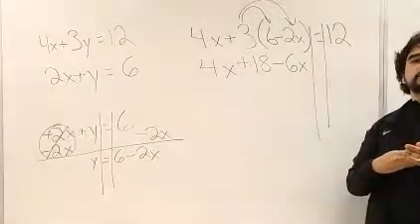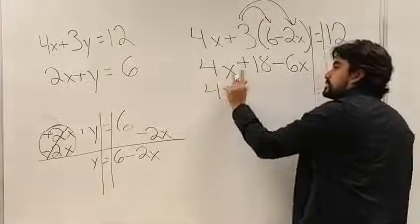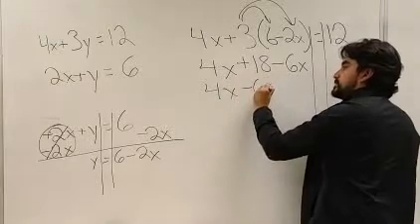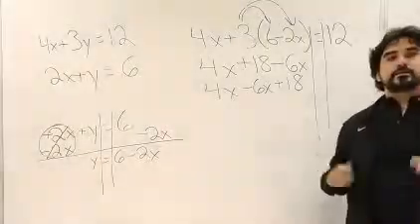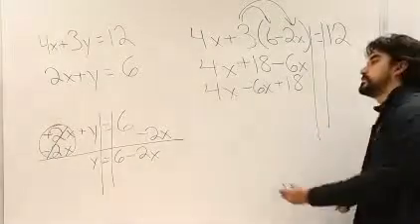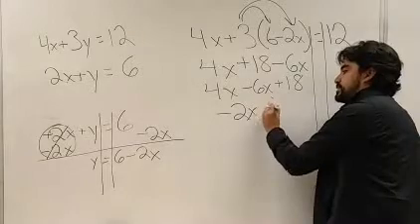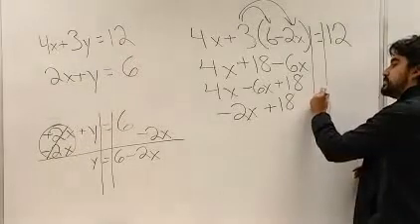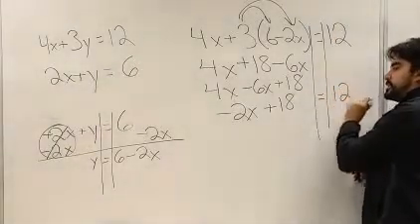I'm going to get my like terms next to each other. So I have a 4x and a negative 6x, and I'm going to move my positive 18 over here. Now, 4x minus 6x gives you negative 2x, and I'm going to draw my positive 18. Since I can't do anything else here, I'm going to put my equal sign. On my right side, I only have a 12, so I'm going to go ahead and drop it.